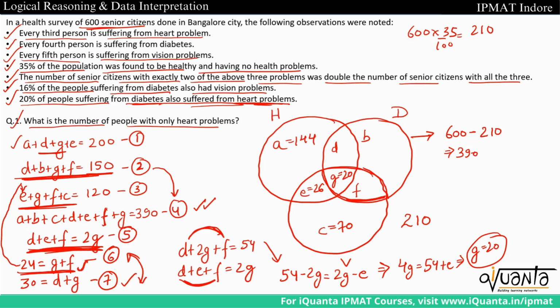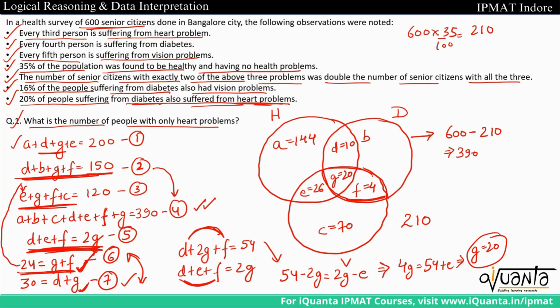As soon as I get the value of G, I can use the 6th equation over here to find out the value of F. So F will be equal to 4. As soon as we get G equal to 20, if I put it in 7th equation, I'll be getting D equals to 10. So let me put D equals to 10 over here.